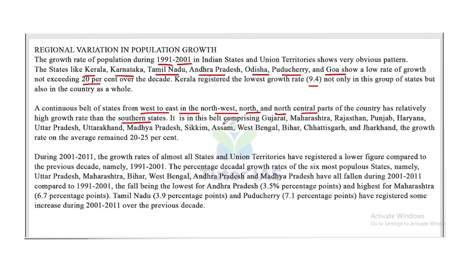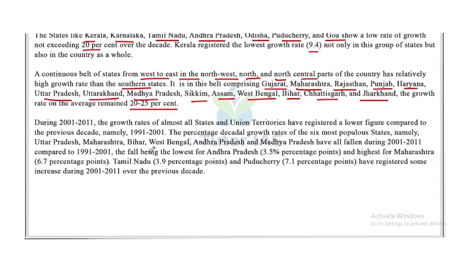It is in this belt comprising Gujarat, Maharashtra, Rajasthan, Punjab, Haryana, Uttar Pradesh, Uttarakhand, Madhya Pradesh, Sikkim, Assam, West Bengal, Bihar, Chhattisgarh and Jharkhand. The growth rate on the average remained 20 to 25%. Now, during 2001-2011, the growth rates of almost all states and union territories have registered a lower figure compared to the previous decade, namely 1991 to 2001.